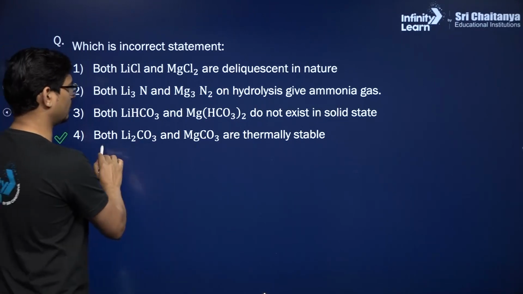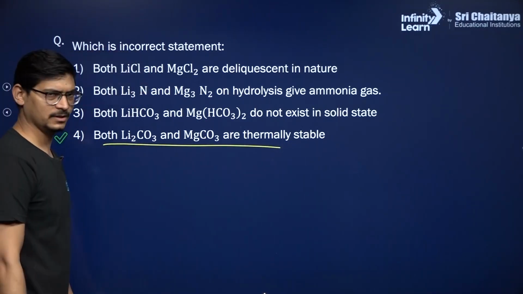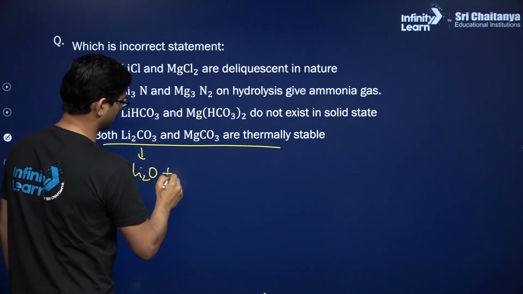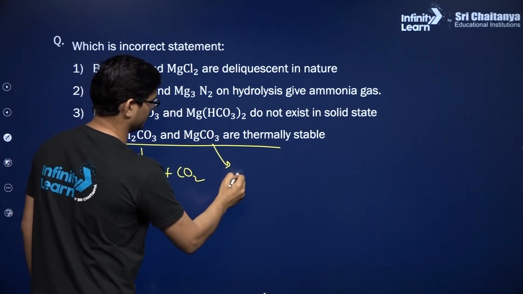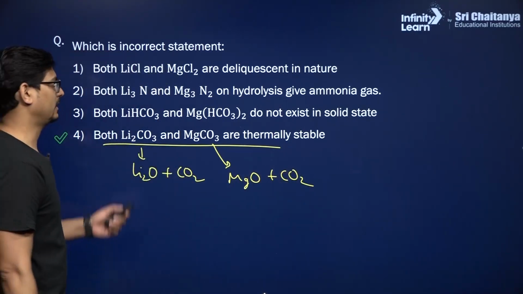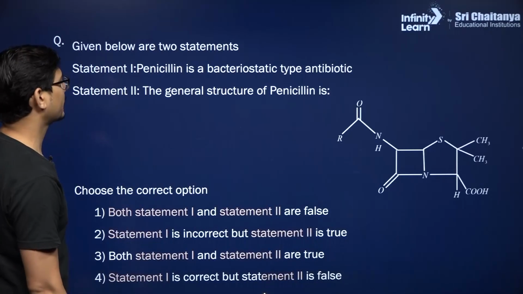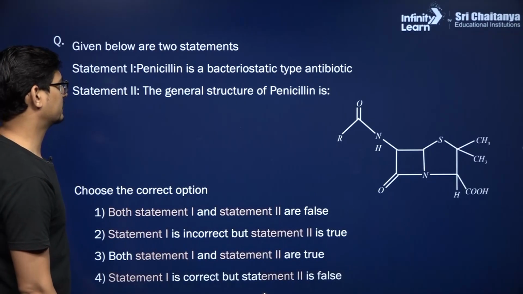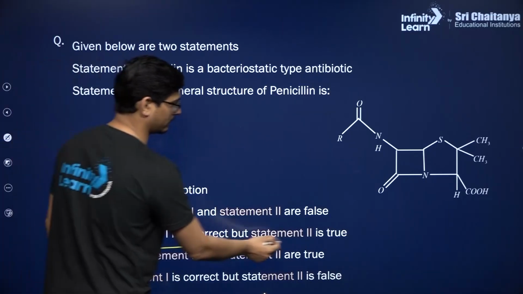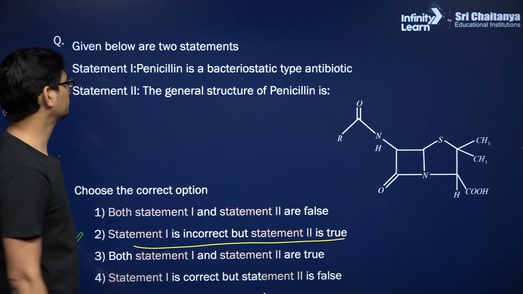Here they are not thermally stable, they are thermally unstable, right? They both on heating produce oxide followed by the evolution of carbon dioxide. Other statements are correct. Here, penicillin is bacteriostatic, no, it's bactericidal. The general structure of penicillin, yes, so statement 1 is correct, but statement 2 is false.